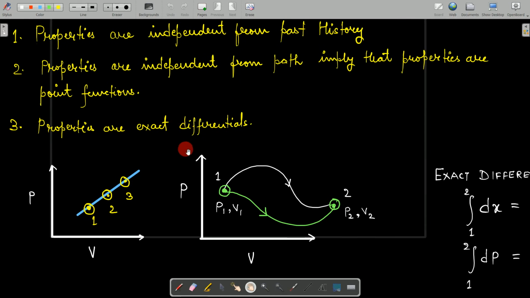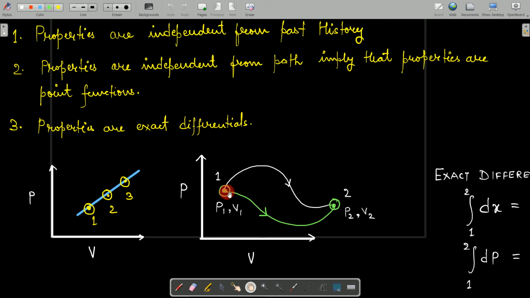It means that whichever path you follow, it doesn't depend upon the path that you follow. So let's say we have a state 1, and at that state 1 we have some pressure value as P1, volume value as V1, and we have another state, state 2, and here we have pressure value P2 and volume value V2. Whether you go by this white path or by this green path doesn't matter. The value at point 1 will be this itself, and the value at point 2 will be this itself. This is not going to change.